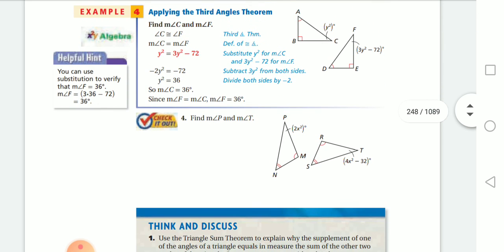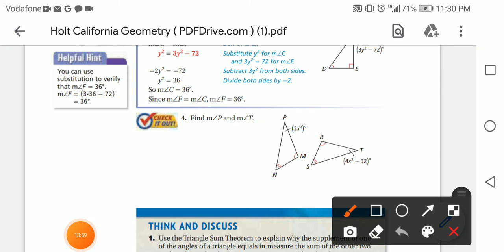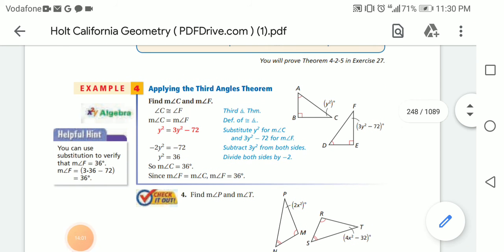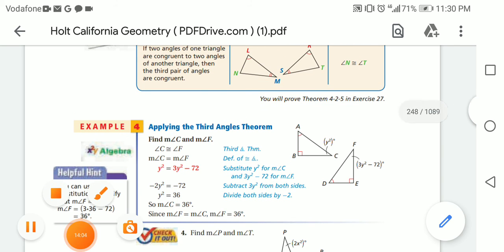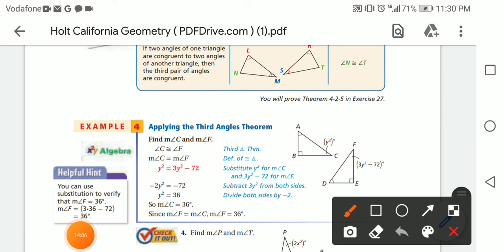I have here to find the measure of angle C and angle F. Angle C is y to the second power, and angle F is the expression 3y to the second power minus 72 degrees.